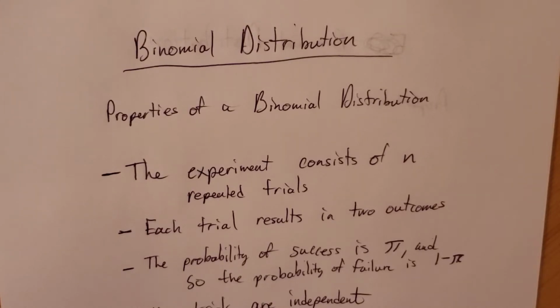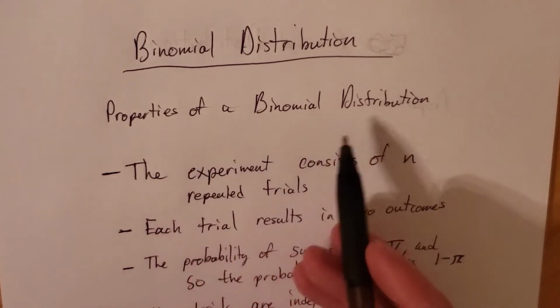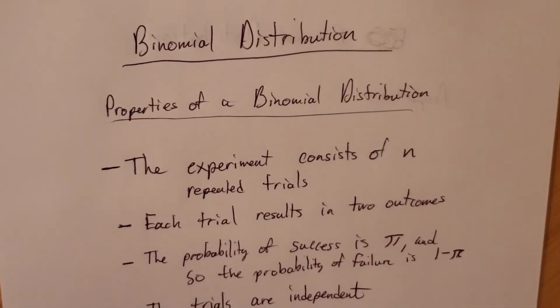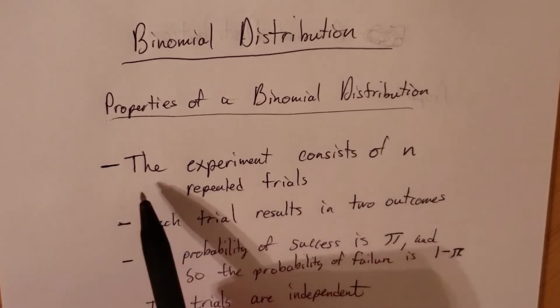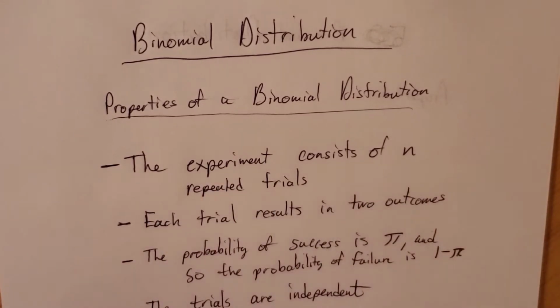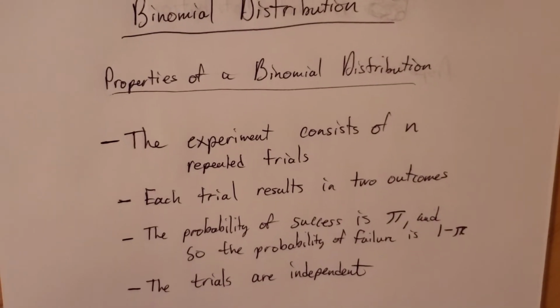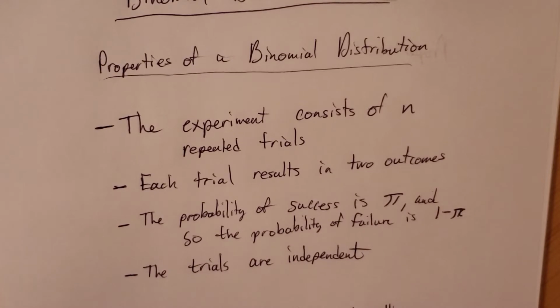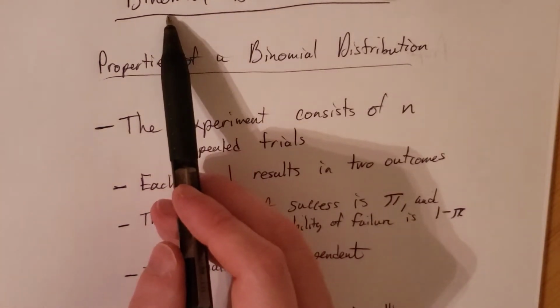In this video, we're going to talk about a binomial distribution. And the first thing we're going to discuss is properties of a binomial distribution. So the four properties that outline if a binomial distribution occurs, the first one is the experiment consists of n repeated trials. The second one is that each trial results in two possible outcomes. That's where this term binomial comes from.